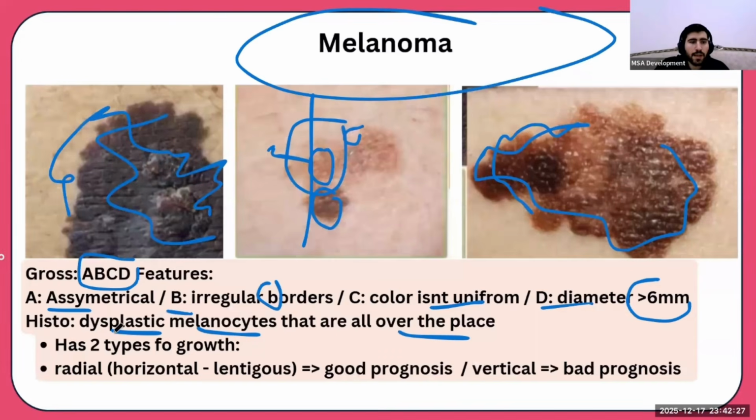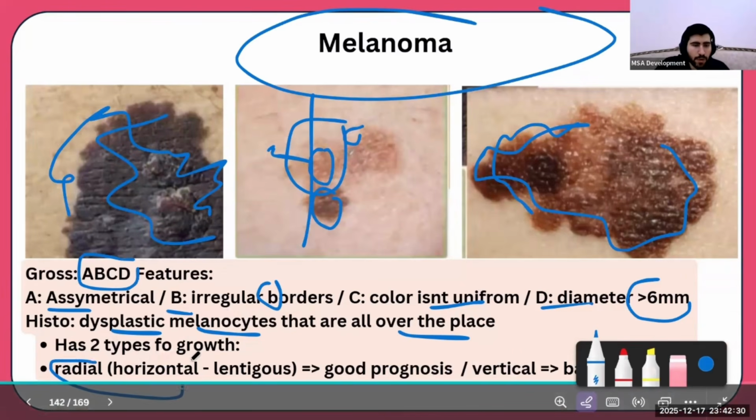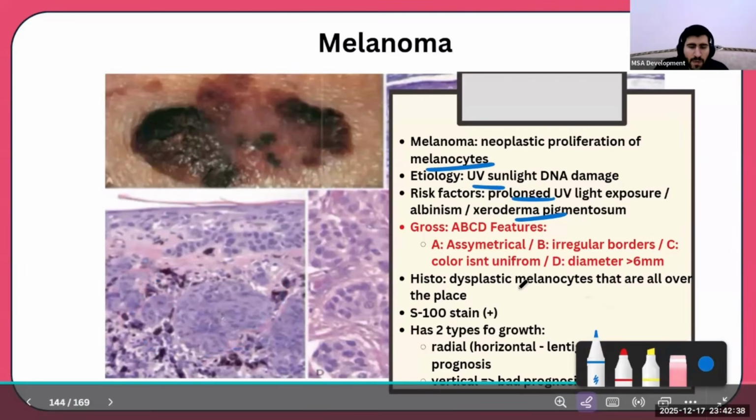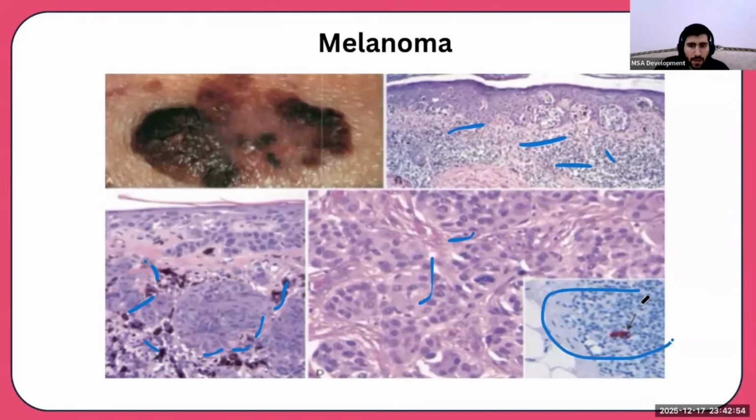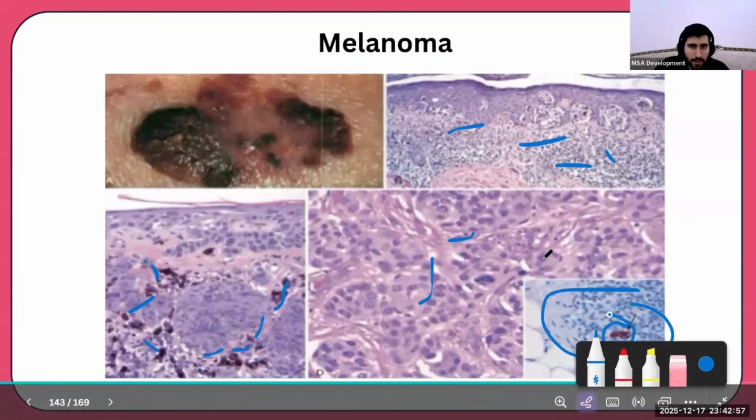Okay? It has two types of growth. Radial growth, which is horizontal, and that has good prognosis, or vertical, which goes very deep, and that's bad prognosis. Finally, the melanocytes come from neural crest. If you know what that is in embryo, we have different types of embryological derivatives, and one of them is neural crest. And neural crest cells stain for S100 stain. So here we stain it with S100 stain and it stains positive.